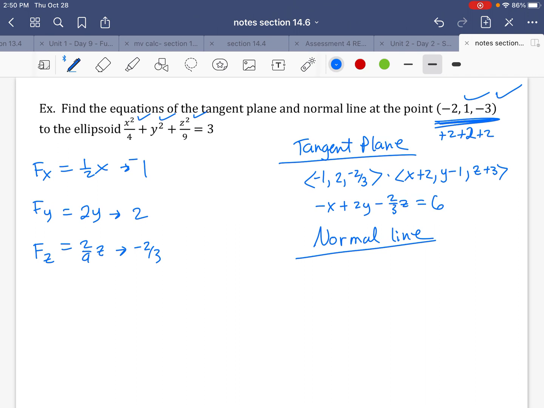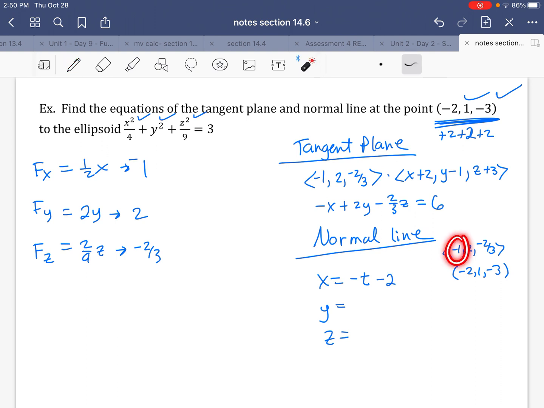Okay. And my normal line, well, look, my vector for my line is -1, 2, and -2/3. My point is -2, 1, -3. And so I just make up an equation of a line. X equals, Y equals, Z equals. I would have -1t minus 2. So I'm using these two pieces of information. Then I would have 2t plus 1. Then I would have -2/3 t minus 3. And there's my normal line.